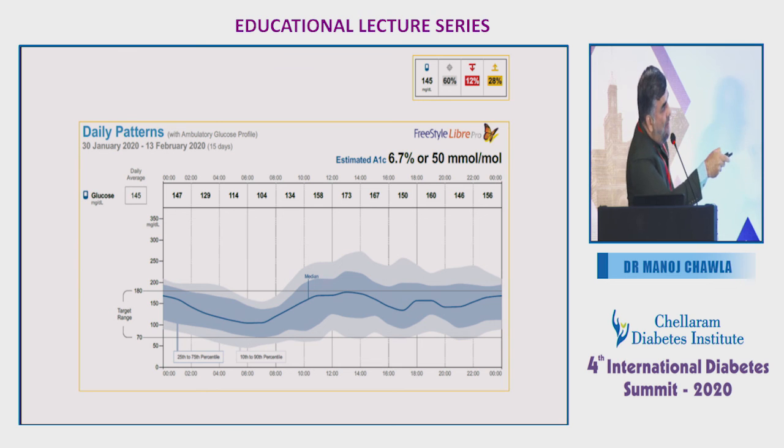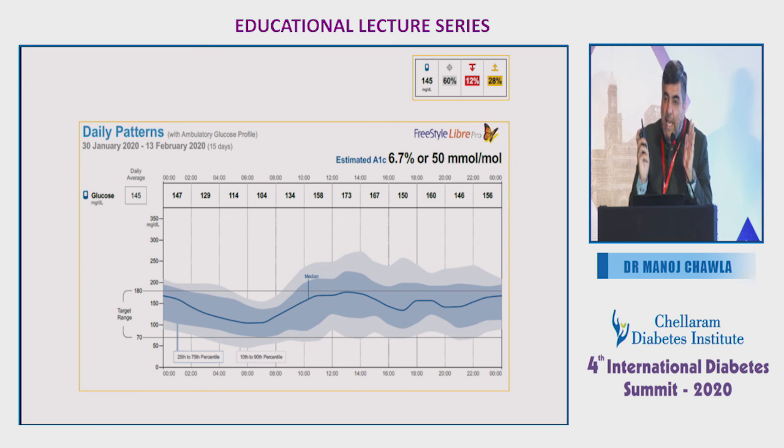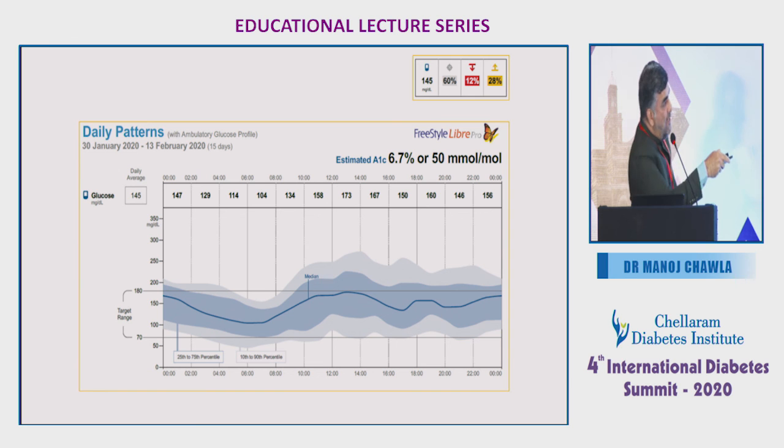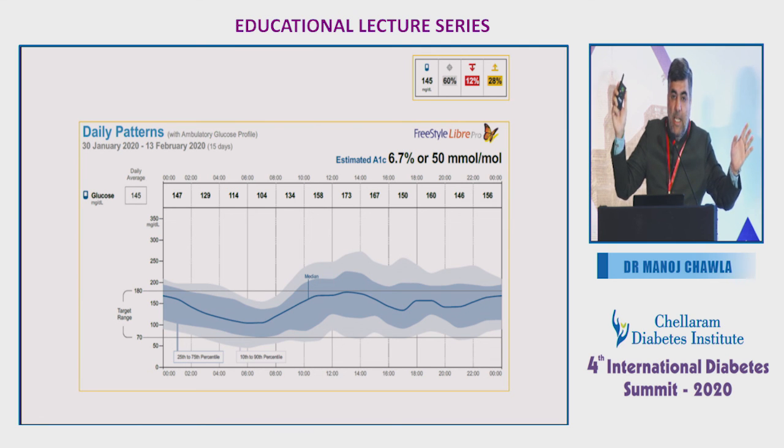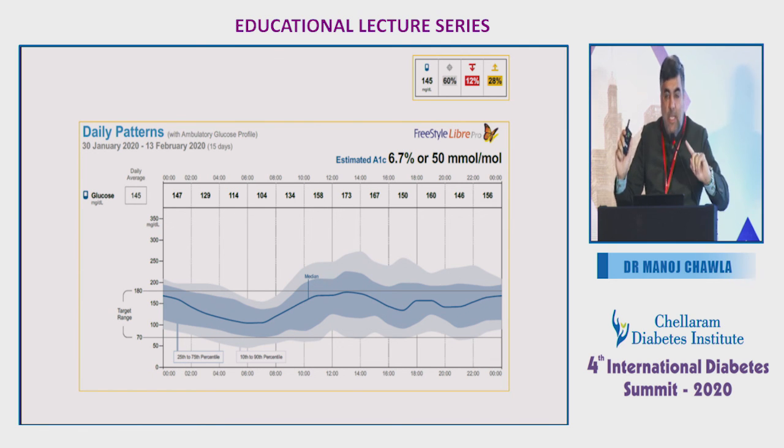And the far shaded portion is the interdecile range, where 80% of the readings remain. So this portion, let's understand that 10% has been taken off. The 10th percentile and the 90th percentile are not even being seen in the AGP. So this is another important takeaway.